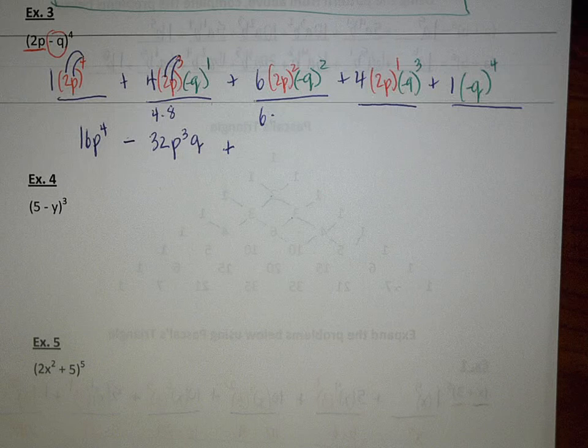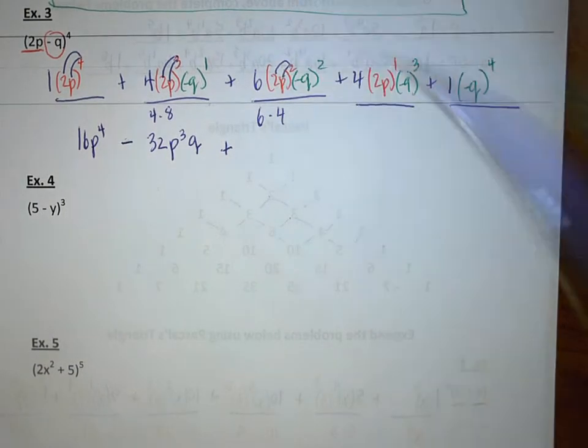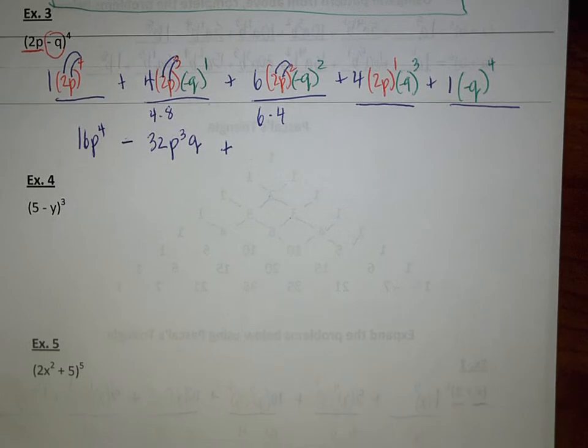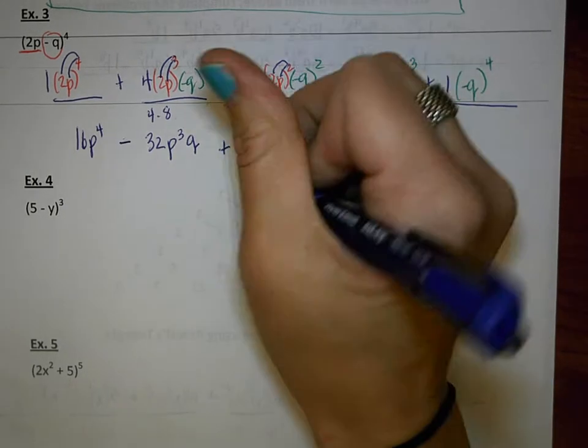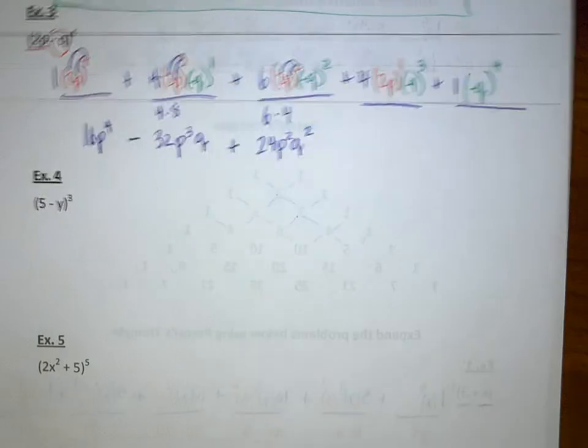Okay, and then 2 to the second is 4, and then we have p to the second and q to the second. So what number is going to go down here? 24. P to the second, q to the second. Good job.